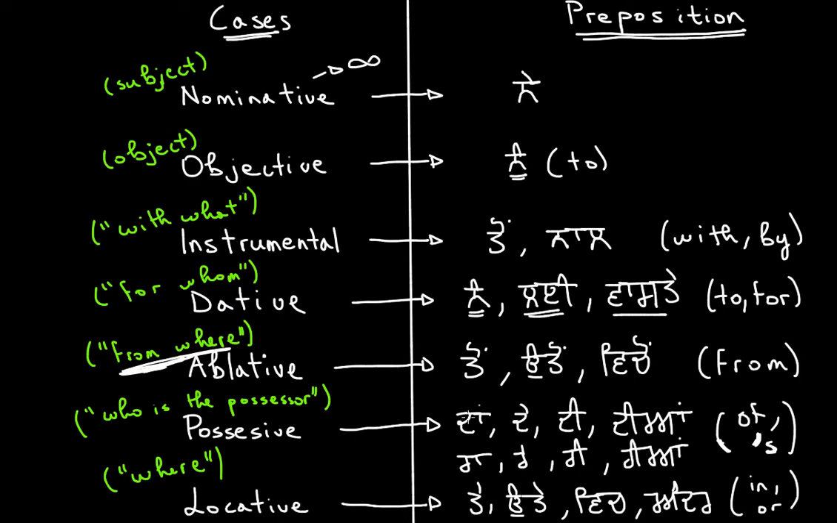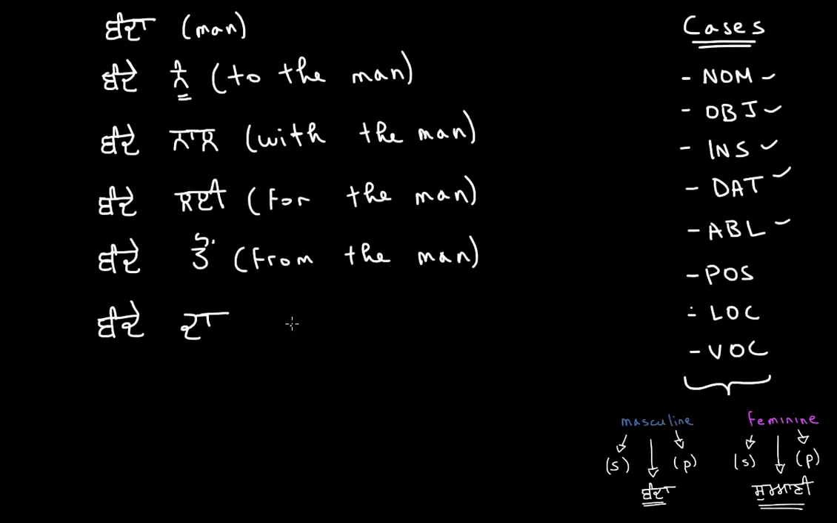Where does this da come from? Right over here. So, of the man. Whose car is this? Bande da. Or the car is a female's. Let's use of the man.